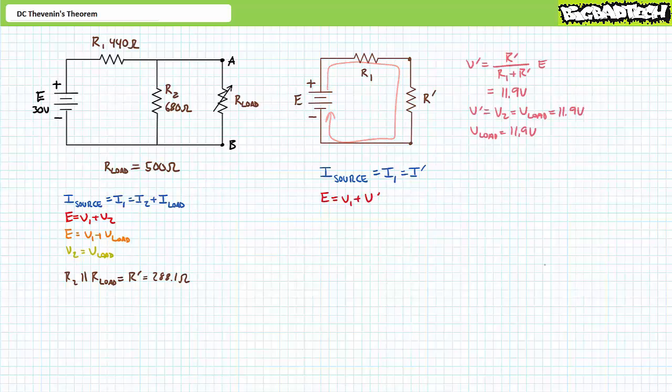An application of Kirchhoff's voltage law for the pure series simplification demonstrates that E equals V1 plus V double prime. An application of the voltage divider rule, solving for unknown voltage V single prime, demonstrates that V single prime is 11.9 volts. R single prime is a parallel combination of R2 and R load. Voltage across elements in parallel is the same. This implies that the voltage across the load is 11.9 volts.